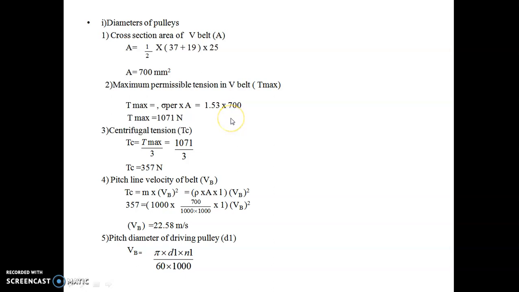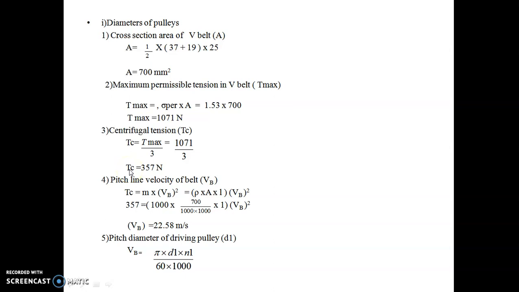Now there is a condition given for maximum power transmission. For maximum power transmission, the centrifugal tension should be 1/3 of the maximum tension. So Tc is equal to T max upon 3. So that is 1071 upon 3. So centrifugal tension is equal to 357 Newton.